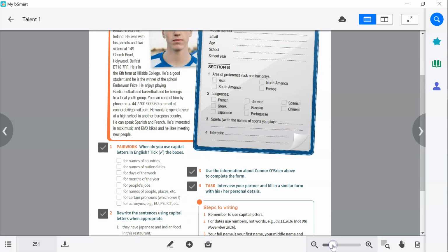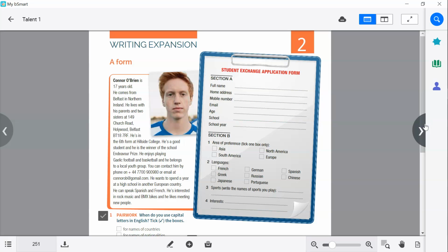Okay, you have probably already opened your page. And you see that this is a writing expansion. So we are starting to write more particular text, more particular papers. For example, in this writing expansion, we see a form.